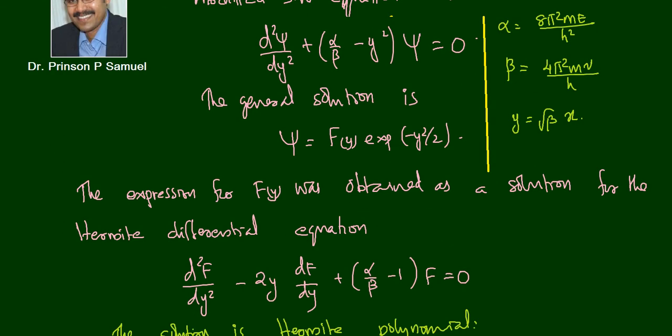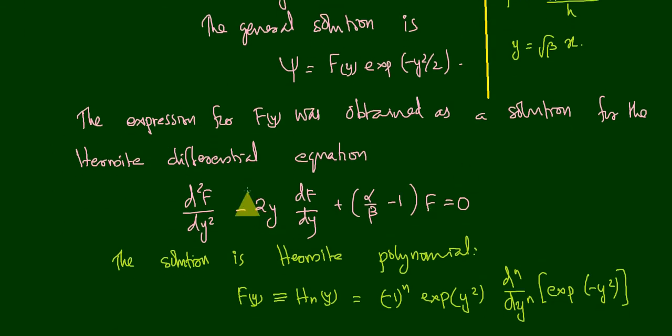That is what we learned in the last class, that the Hermite differential equation is d square f by dy square minus 2y into df by dy plus alpha by beta minus 1 into f is equal to 0. The solution of this Hermite differential equation is a Hermite polynomial, H n of y. That is, for f of y, we get H n of y as the solution, and the expression for H n of y is minus 1 raised to n exponential y square d raised to n by dy raised to n exponential minus y square.